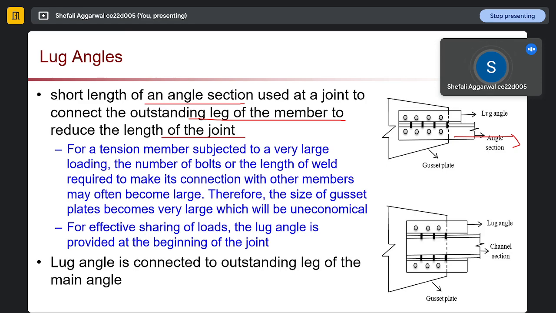For a tension member subjected to very large loading, the number of bolts or length of weld required to make its connection with other members may often become large. Therefore, the size of the gusset plate becomes very large, which can be uneconomical.